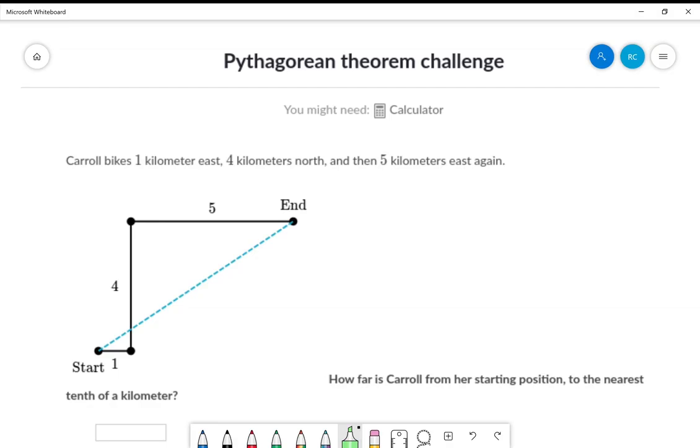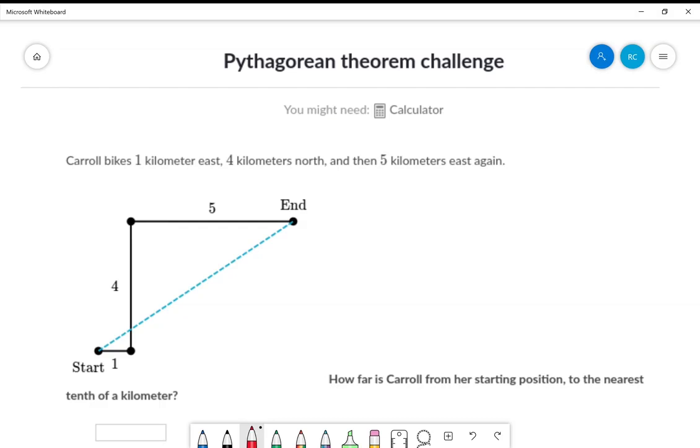It says here that Carol bikes 1 kilometer east, so that's right there, and then 4 kilometers north, and then 5 kilometers east again. And your job is to find the distance. How far away is the end point from the start point? And anytime you're talking distance, you're talking Pythagorean theorem, but they set it up in a tricky way. They make you think that there are 2 right triangles, but in reality, there's only 1.